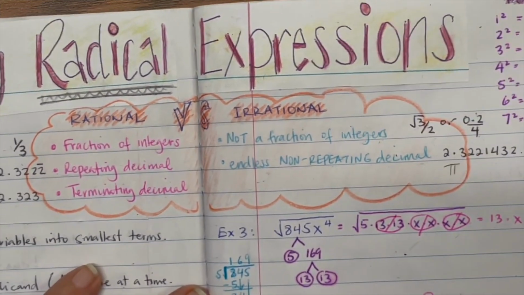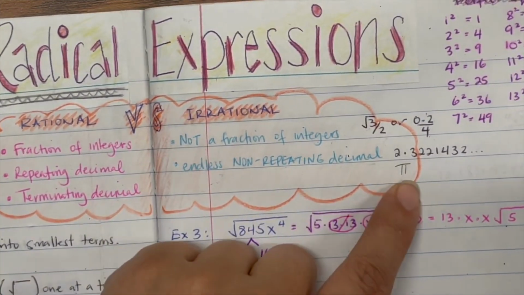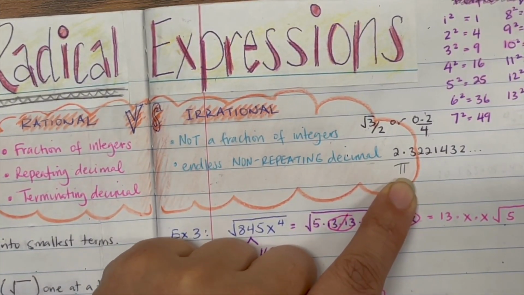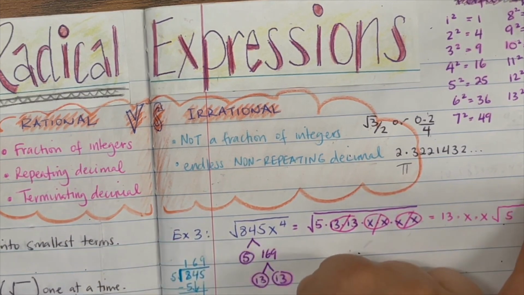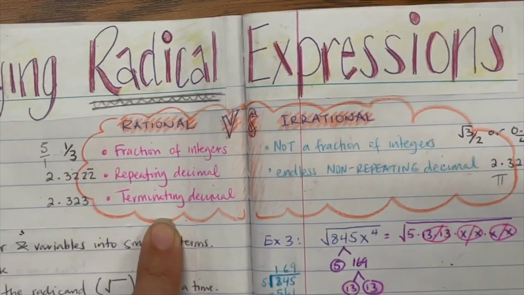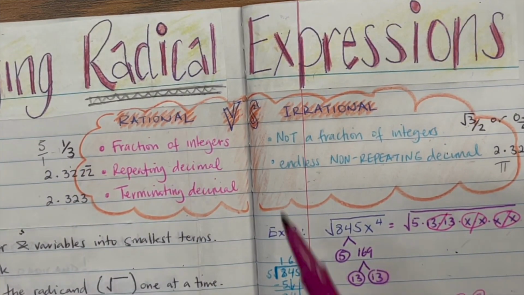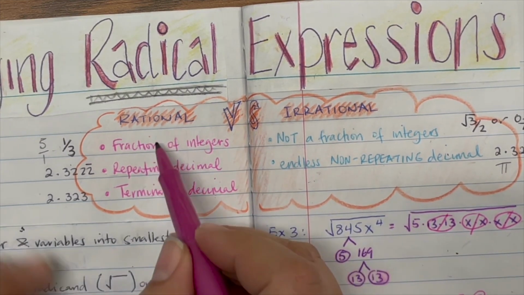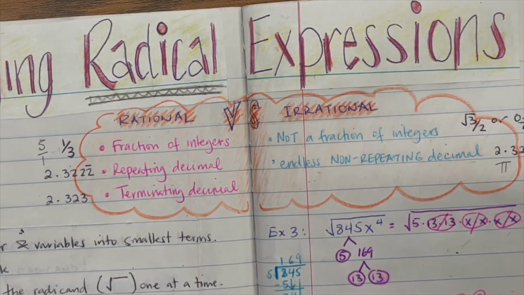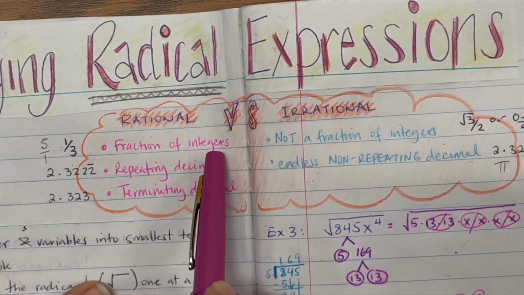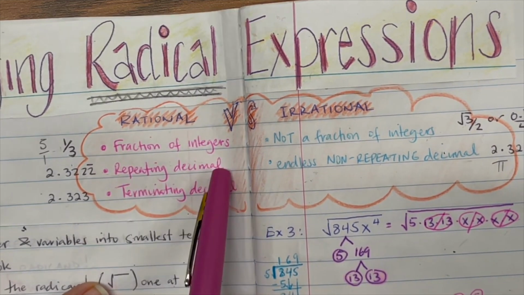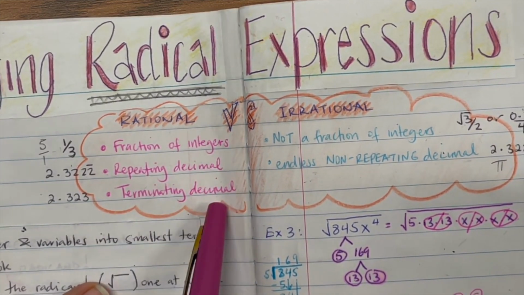If it goes on forever, it is not terminating. Like pi is 3.14 and so on, going on forever, it doesn't terminate. So once again, in order for it to be rational, these 3 things must be true. It can be written as a fraction of integers, it can be written as a repeating decimal, or it can be written as a terminating decimal.